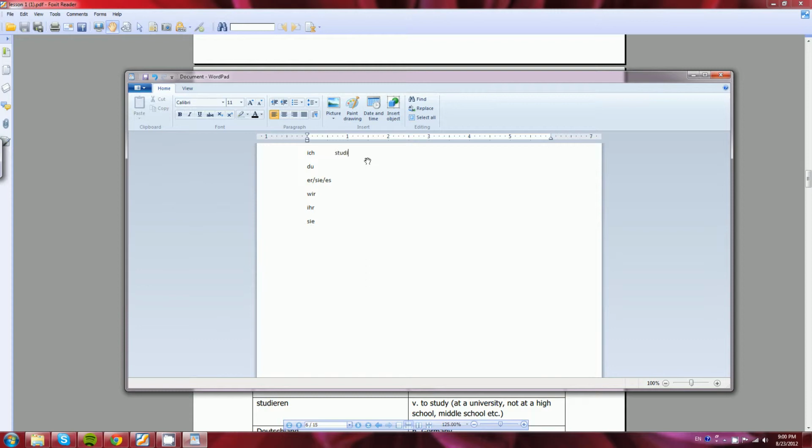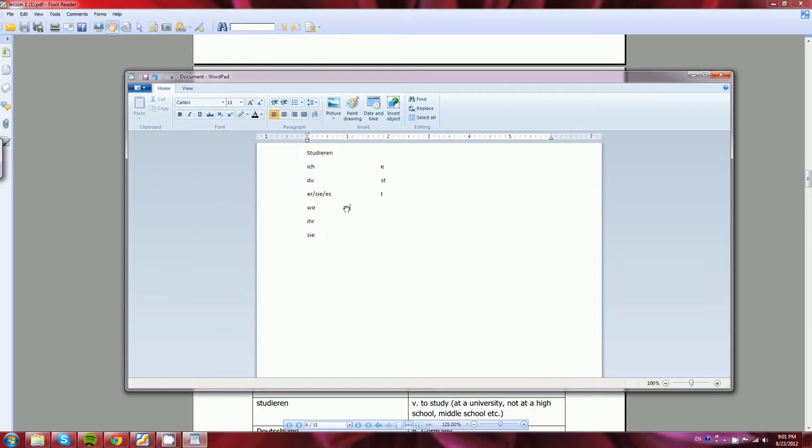Okay, so we have the infinitive form, "studieren," and it's a regular verb, meaning the endings are going to be straightforward. So let's remember the endings real quick. This ending is going to be -e. This is going to be -st. This is going to be -t.